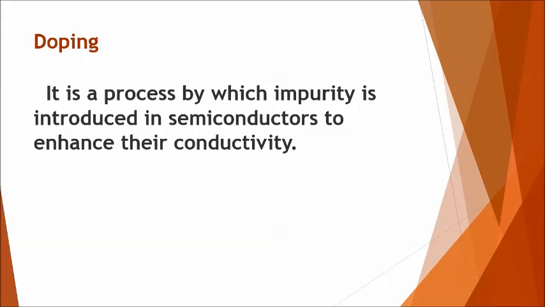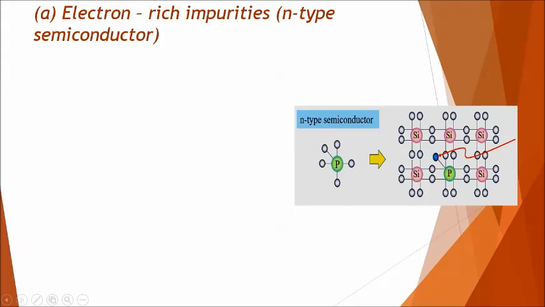And after doping, we can have two types of semiconductors, N-type semiconductor and P-type semiconductor. The first one is N-type semiconductor, and the other name for that is electron-rich impurity.